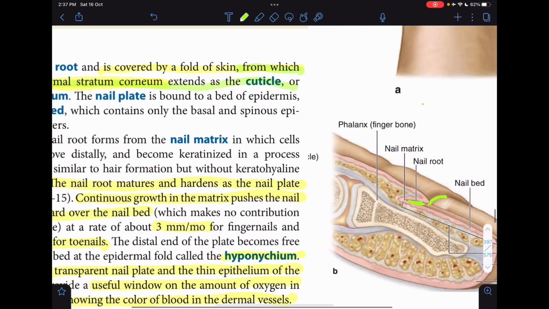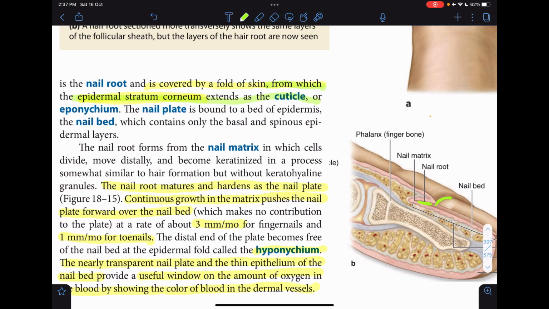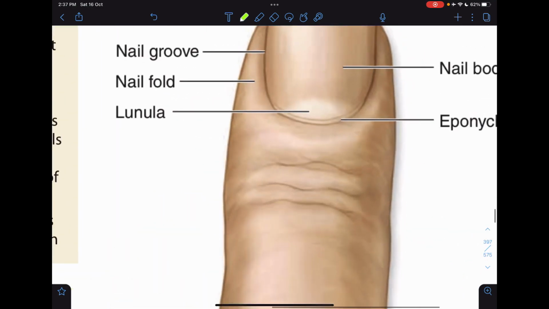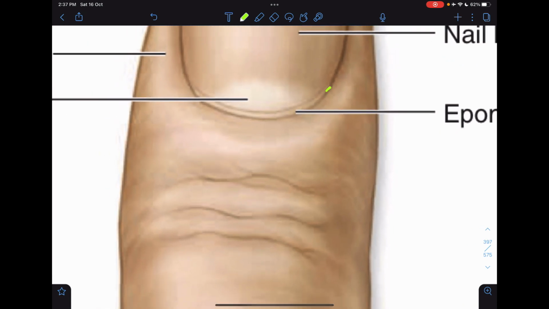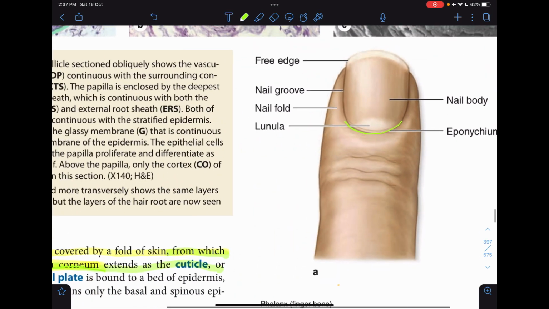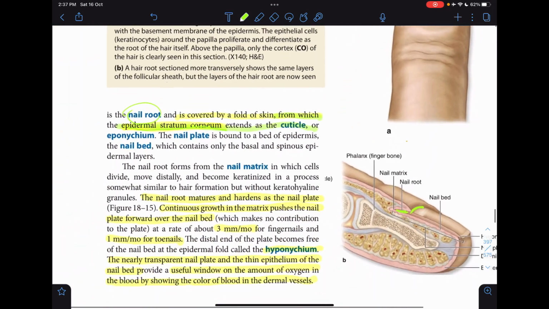This is the cuticle. The cuticle is a fold of skin, and this fold of skin is an extension of epidermal stratum corneum. It covers the nail root. Okay. This is the nail root, sorry, this is our cuticle, and this small line you see here. Under the cuticle we have the nail root.